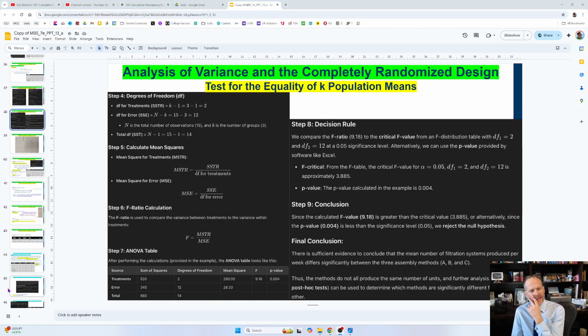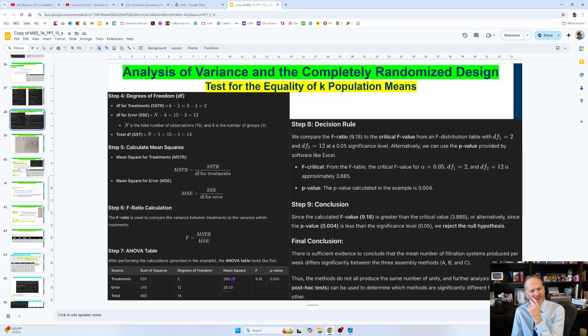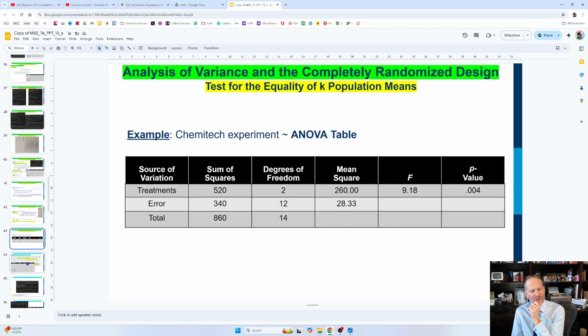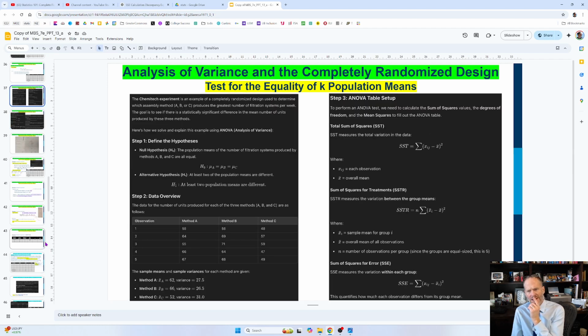Okay, so here it is. F9.18 is what ChatGPT came up with, and F9.18 is what the textbook has. And then also ChatGPT has 260 and 28.33, and here it's 260 and 28.33. I love that they reconciled. But even in this one, ChatGPT was talking about doing your sum of square errors with this formula here. So sum of square treatments, let me find, oh, here it is, right? Which is the exact same formula.